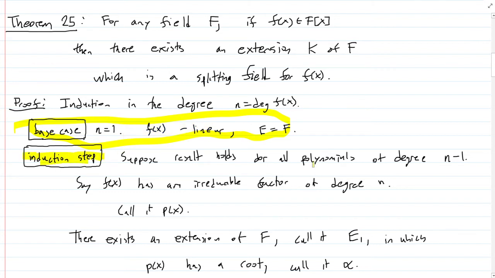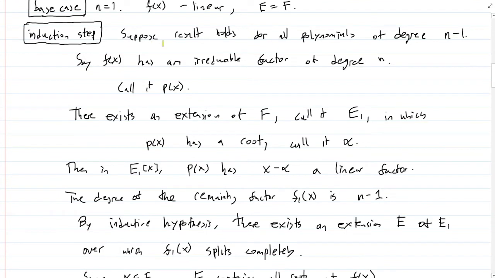So the induction step: suppose that the result holds for all polynomials of degree n minus 1. So for all polynomials of degree n minus 1, there exists a splitting field. So say f(x) has an irreducible factor, and call it p(x). There exists an extension of F, call it E1, in which p(x) has a root, call it alpha. So I'm taking an irreducible factor of f(x) and finding a root of this irreducible factor, and this root belongs in an extension E1. Then in E1[x], p(x) has x minus alpha as a linear factor, and the remaining factor f1(x) has degree n minus 1.